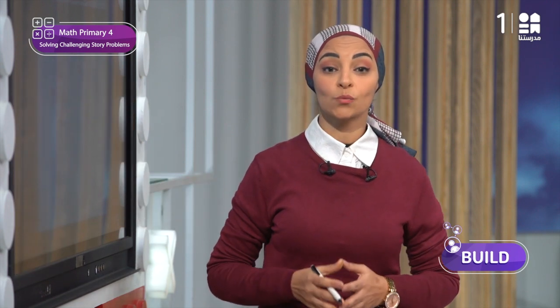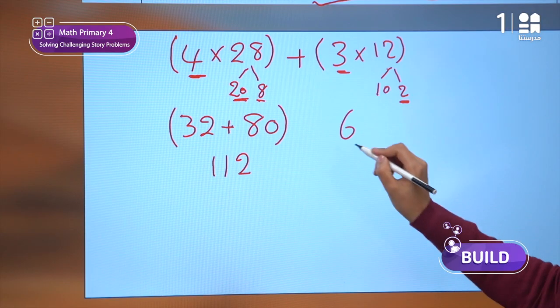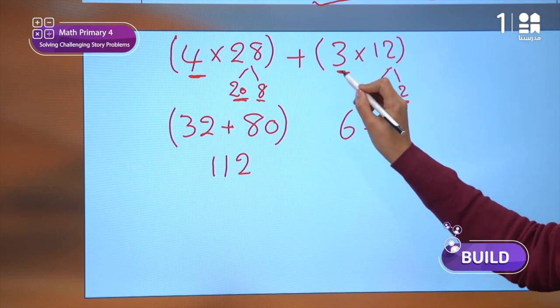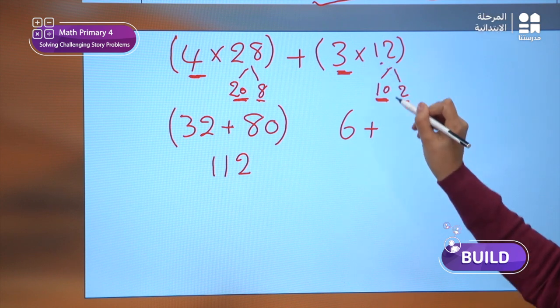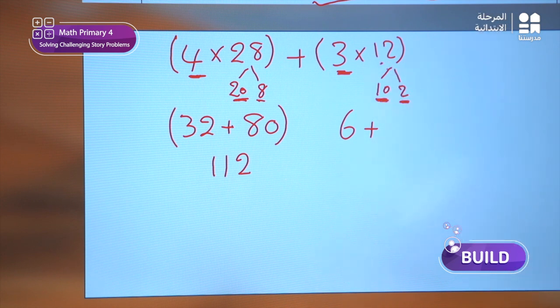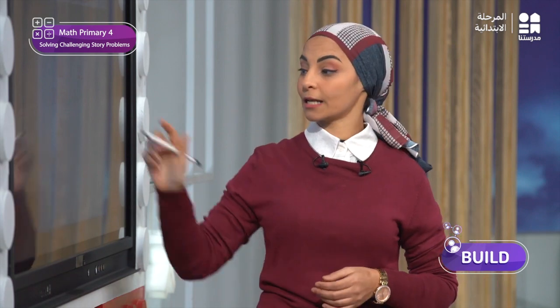2 times 3 equals what? 2 times 3 equals 6. Plus, I'll multiply 3 times 10, right? Because this 10 is not only 1, it is 10. 3 times 10 equals what? 3 times 10 equals 30.